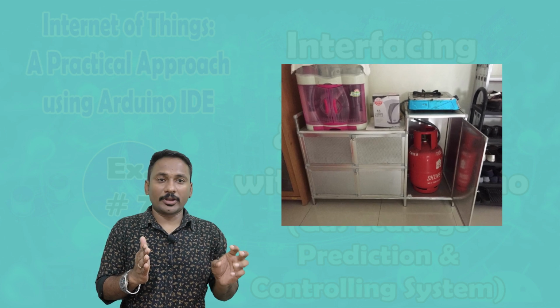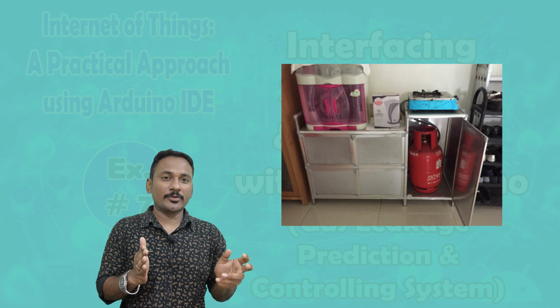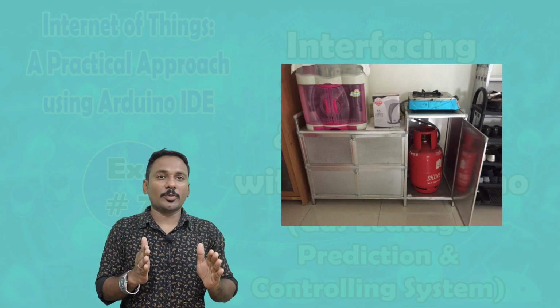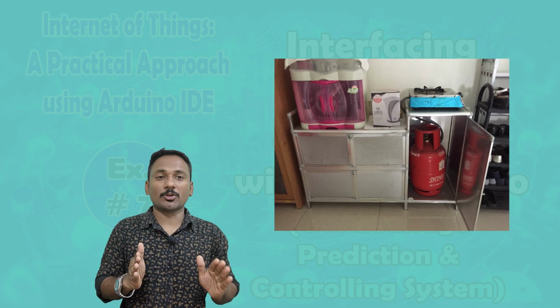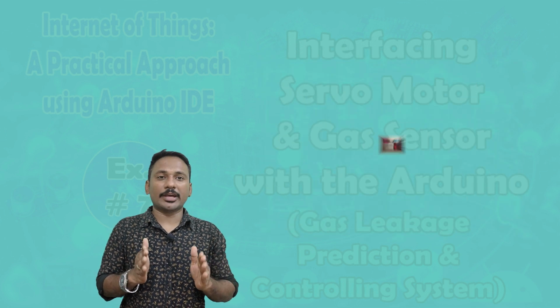That servo motor will rotate as per the angle you give in your code. That rotation helps to close your knob. If the knob is closed, the leakage of gas will automatically be stopped. That type of practical approach we are going to do in this exercise.